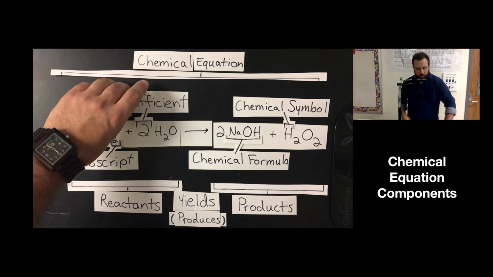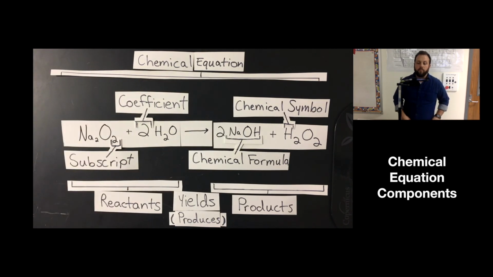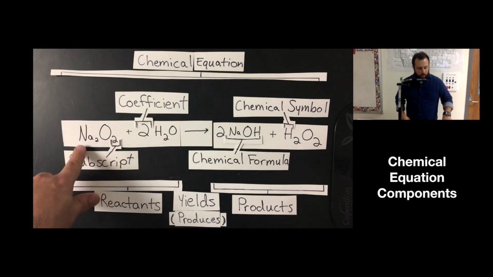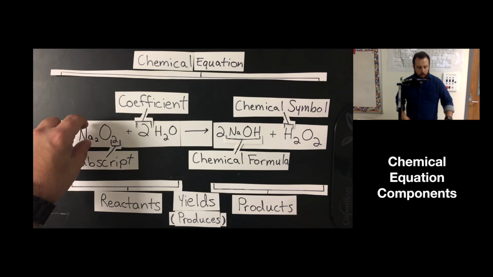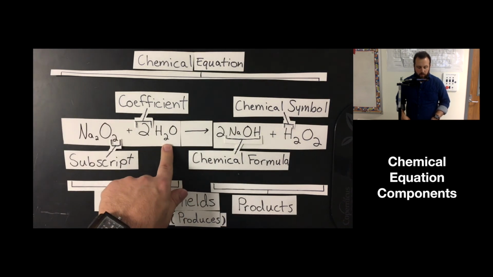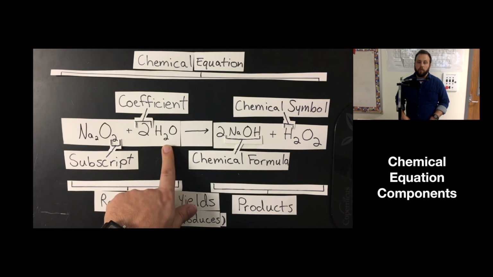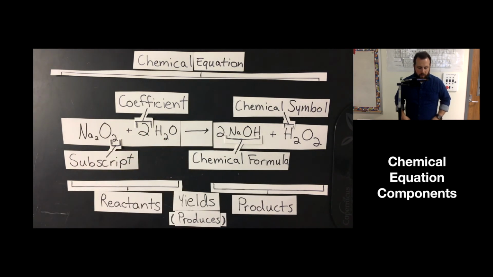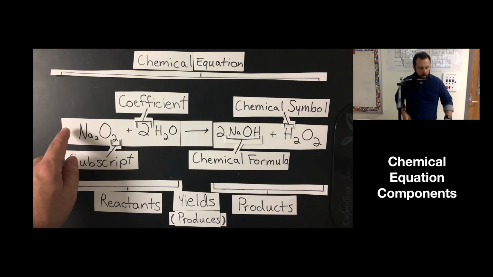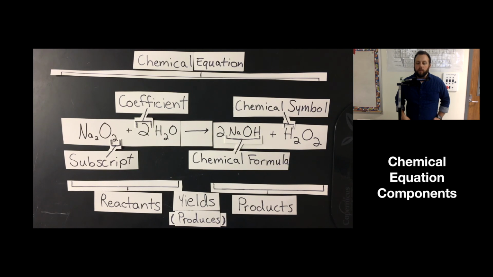Now, in front of some of these, we have what are called coefficients. Coefficients tell us the number of molecules. For example, here, for every one molecule of this compound, we have two molecules of water. So this 2 tells us that there are 2 molecules of that compound. If we don't have a coefficient in front of one of these, that means there is one molecule. If it doesn't have a subscript after it, again that means there is one atom of that element in this compound.